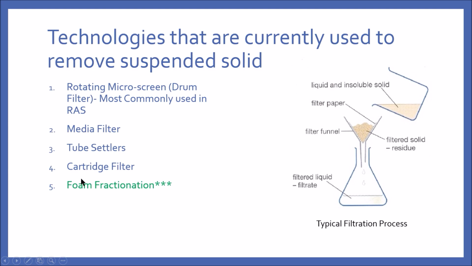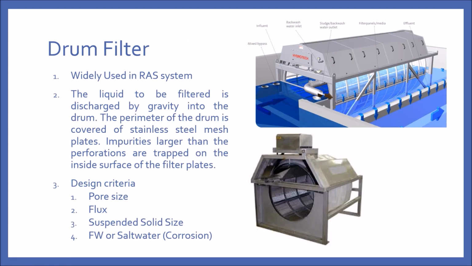We will now look into the theory of applications for a drum filter. Drum filter is widely used in RAS systems. The liquid to be filtered is discharged by gravity into the drum. The perimeter of the drum is covered by a mesh, so impurities larger than the perforations are trapped inside the surface while clean water will exit. The typical design criteria is to understand the pore size, the flux, the type of suspended solid size, and whether it is a freshwater or saltwater application.